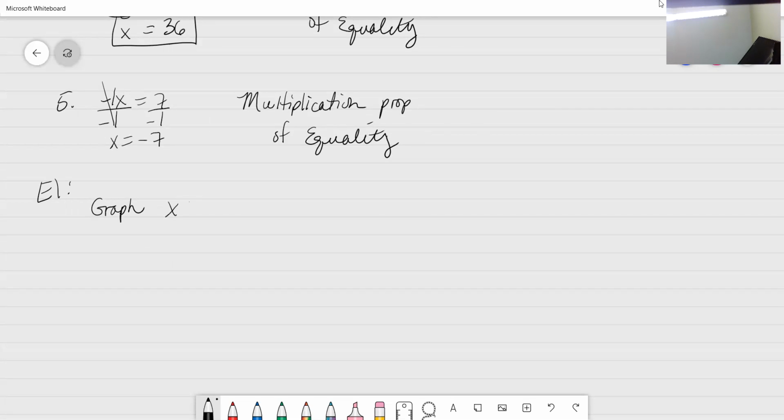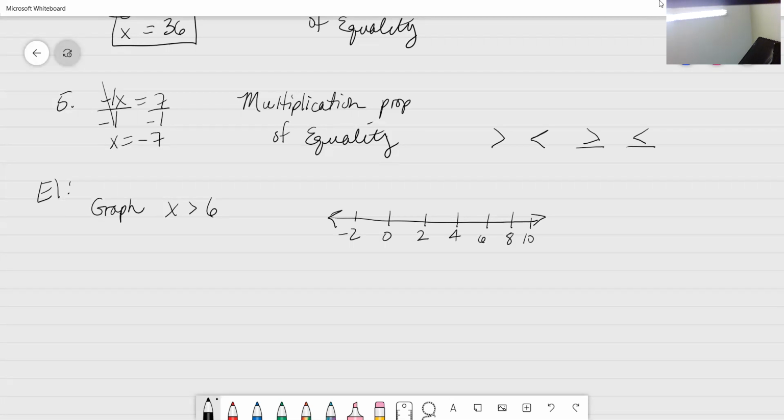they've asked us to graph x greater than 6. So we would draw our number line. I'll throw a negative in there: negative 2, 0, 2, 4, 6, 8, 10. And if we want to graph that x is greater than 6, just a reminder of our inequalities here: we have greater than, we have less than, we have greater than or equal to, and then we have less than or equal to.